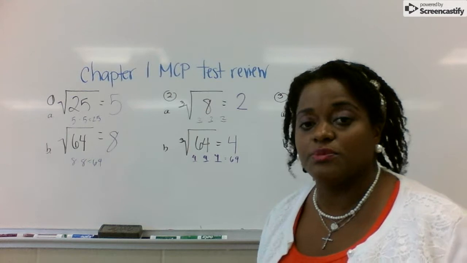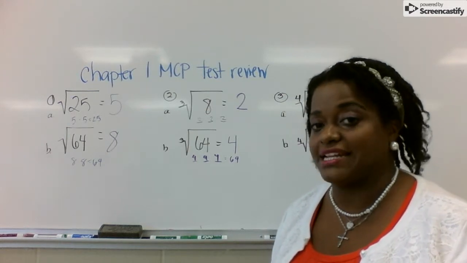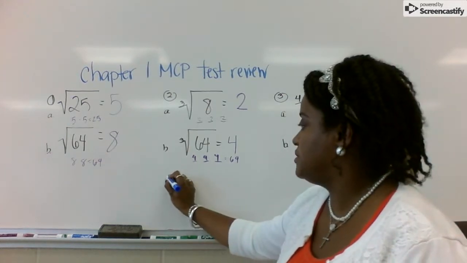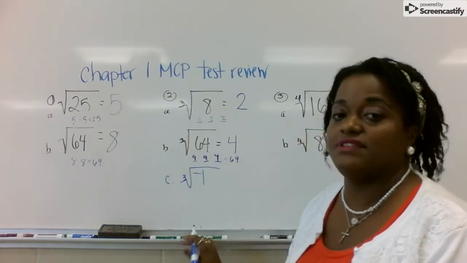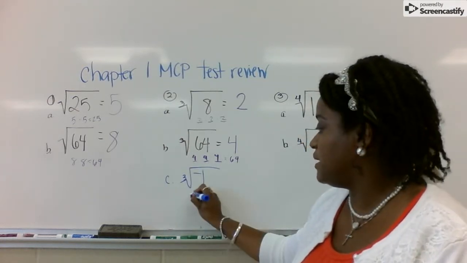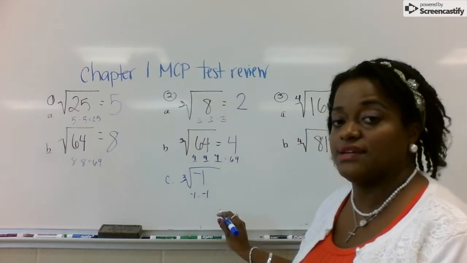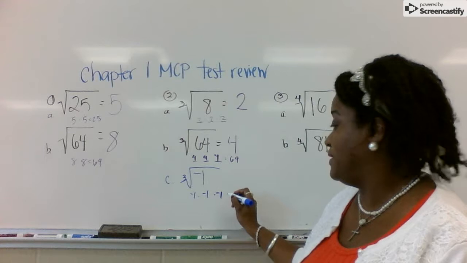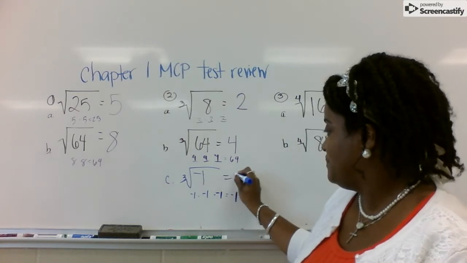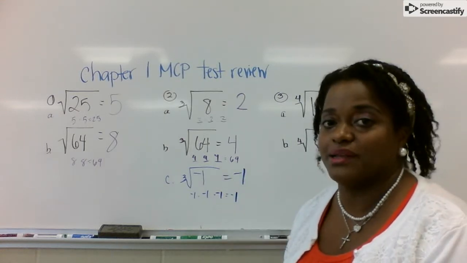The cool thing about cube roots is you can also get negatives. So what if I wanted to do, let's do an easy one, the cube root of negative 1. Well, negative 1 times negative 1 gives you positive 1, times another negative 1 gives you negative 1. The cube root of negative 1 is negative 1.